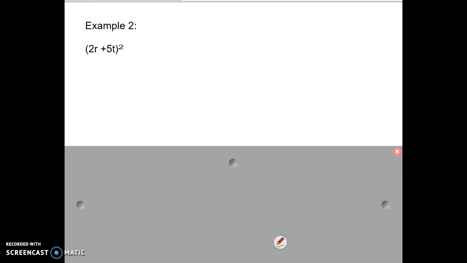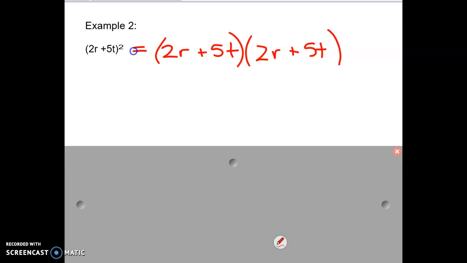Here in example 2, we have 2r plus 5t squared. So remember that the squared, what that means is you have 2r plus 5t multiplied again by 2r and 5t. So when it's squared, it's being multiplied by itself. Now this one, is this a FOIL one? Yes, because it's 2 by 2, right?